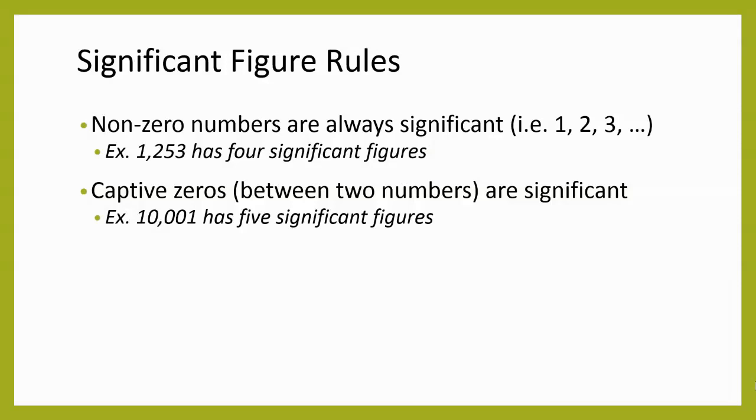The next rule has to do with captive zeros. So these are zeros that are held between two non-zero numbers. So anytime we have a captive zero, they are also significant. So if we look at the number 10,001, the zeros are held captive by the ones at the end. So therefore, they are all significant digits. So we have 5 sig figs for that number.